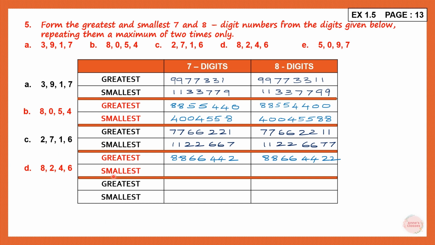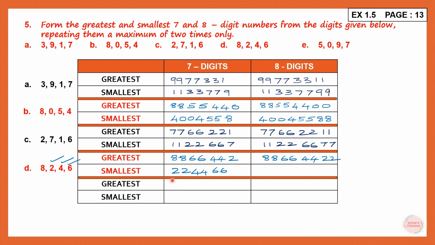Now we are going to form the smallest. So that means we start with the smallest digit here, which is 2. So let's start with 2 and then repeat that. So 2 is over. Then go to the next one, 4. 4 is also done, repeated. Then 6. 6 is also repeated.